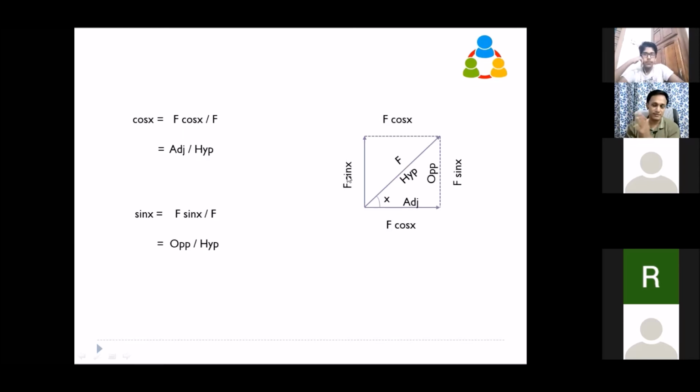Do you all get this? Yes, sir. I hear only Shivananda and Avinash. Others, do you all get this? Yes, sir. Abel, you got it? Yeah. Okay.